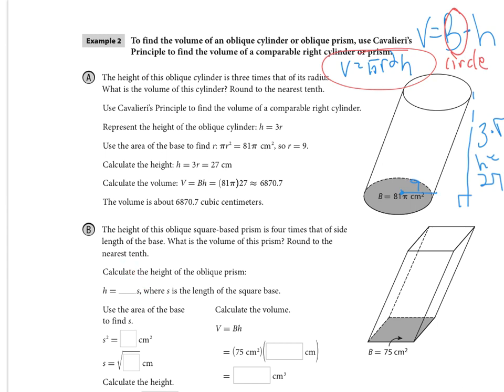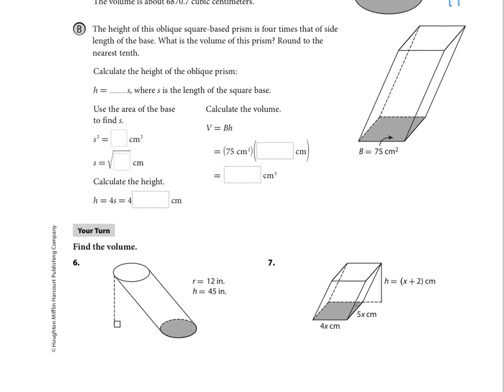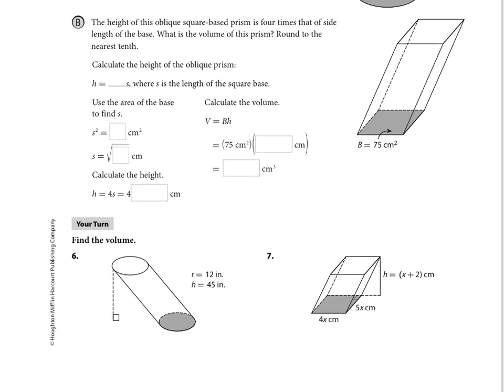Part B says we're going to take an oblique prism, which doesn't really matter as far as oblique versus completely straight up and down perpendicular. We still have the area of the base times the height formula. Looking through this, the height of this oblique square-based prism is 4 times, instead of 3 times in part A, 4 times the side length of the base. So what is the volume of this prism?